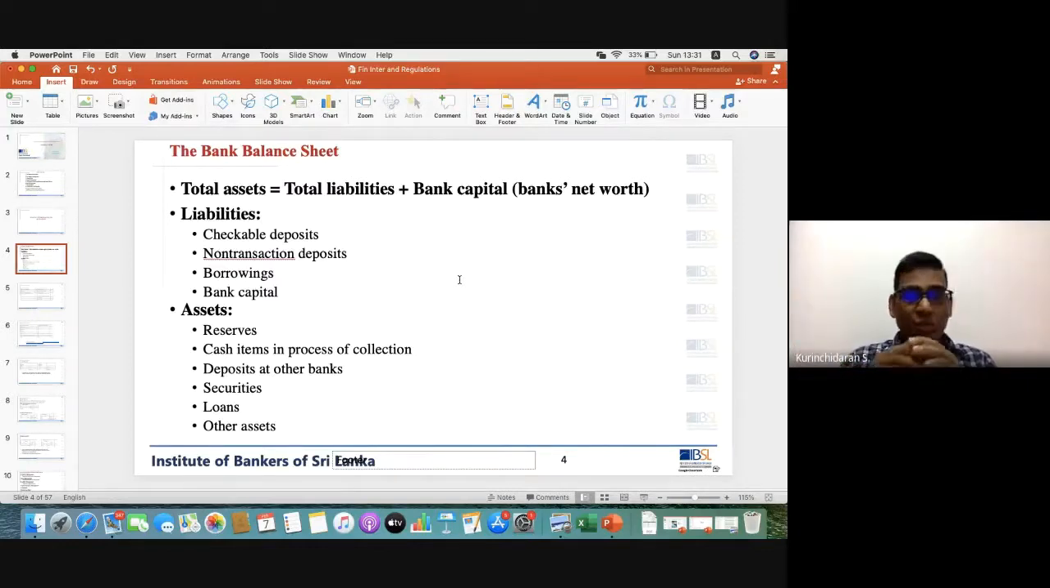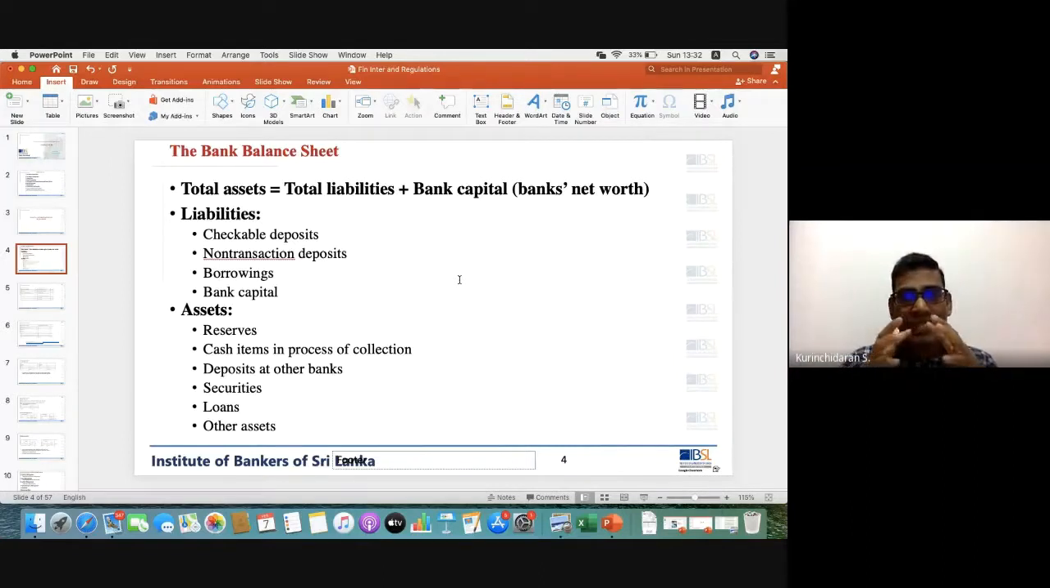Here you can see there are two kinds of deposits. One is checkable deposits, right? When you say checkable deposits, it's a universal term used for this kind of deposit. It's a current account we are referring to, so you can withdraw money by writing checks. Other than these, we can call non-transaction deposits, where you cannot write a check and withdraw or transfer the money. So in Sri Lanka, current account deposits and other deposits, maybe savings or fixed or whatever it is, those are the deposits.